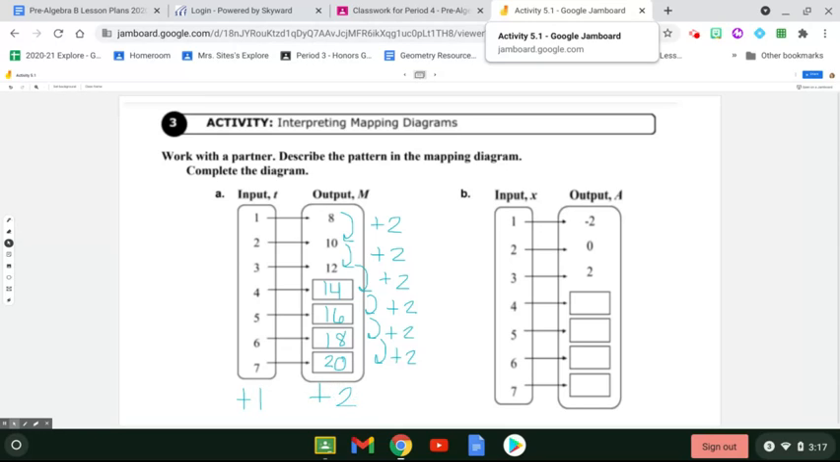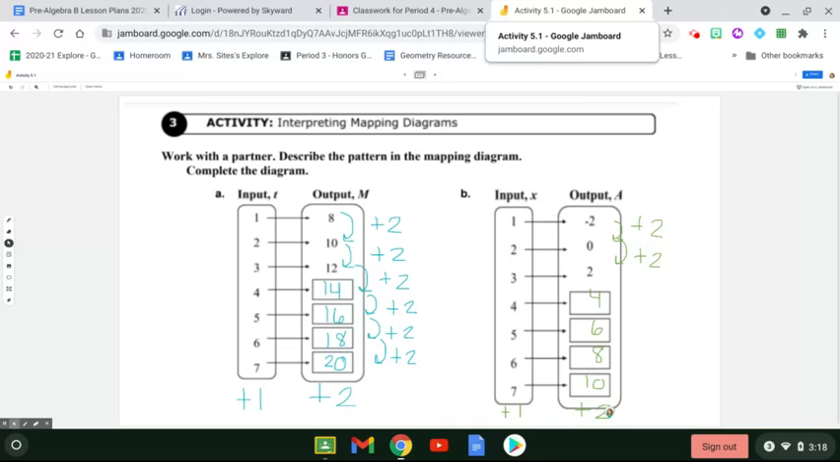Okay? For our input column in 4B, we're adding 1 every single time to go from 1 to 2 to 3 to 4 to 5 to 6 to 7. Okay? For the output, if I start at -2 to get to 0, I'm still adding 2. It's the same thing that's happening, right? To get from 0 to 2, it's happening consistently in this one too. So it doesn't always happen that you're always adding 2, but in this particular problem, just like the previous one, we're adding 2.